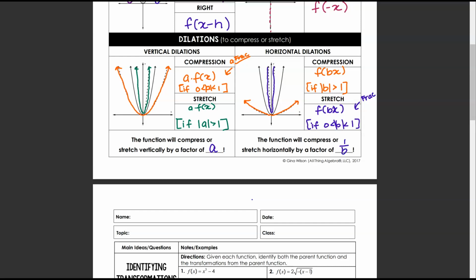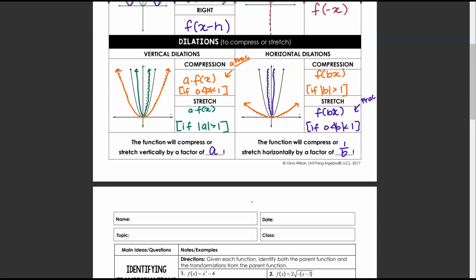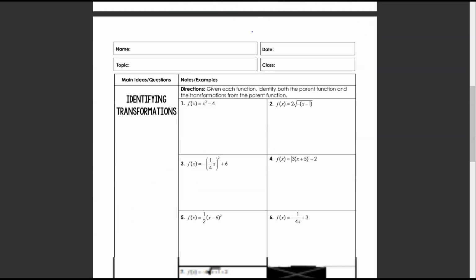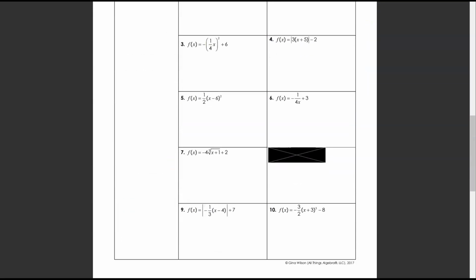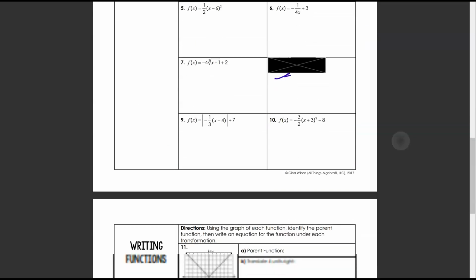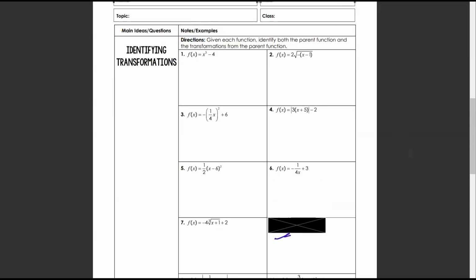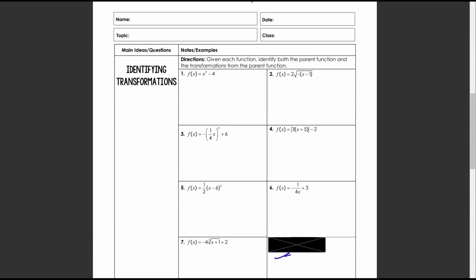Now, in order to get credit for this assignment, you have to complete about 80% of it. And so there are some that are removed just because we're not going to talk about those particular functions. But I do want you to consider this. So start off by making sure that you identify the parent function here. So I at least want to see that.